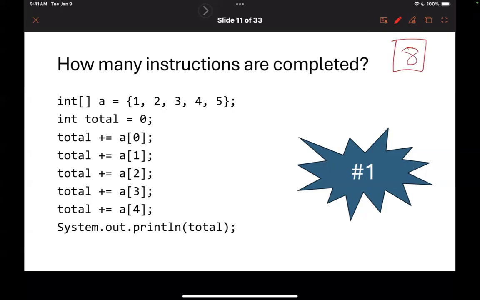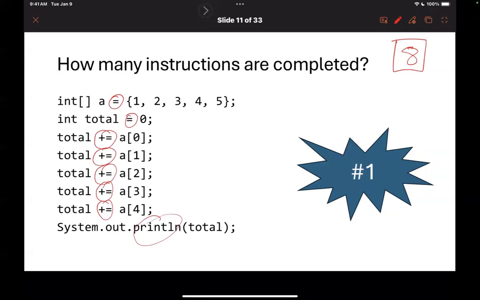Hooray. Why? There are 8 lines. This is correct. That will not always be true, where the number of lines does not always correlate with the number of instructions that get completed. But yes, there are 8 operations. So that's 1, 2, 3, 4, 5, 6, 7, 8. Hooray.